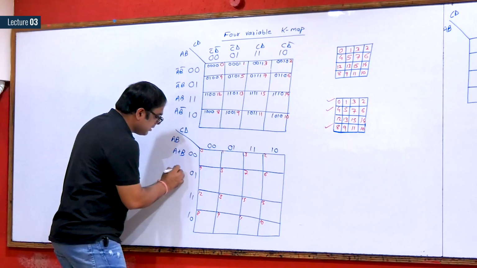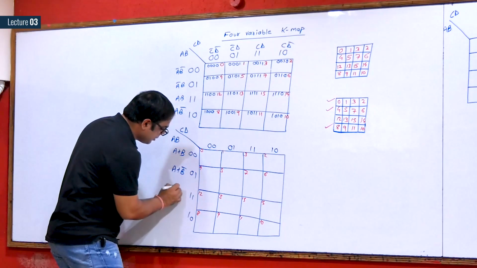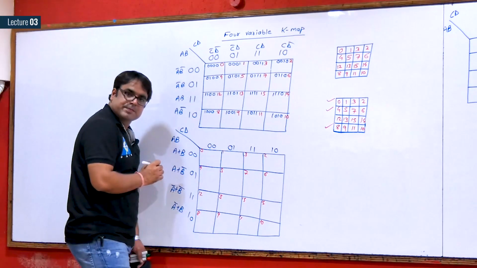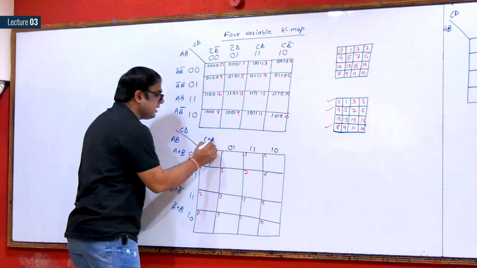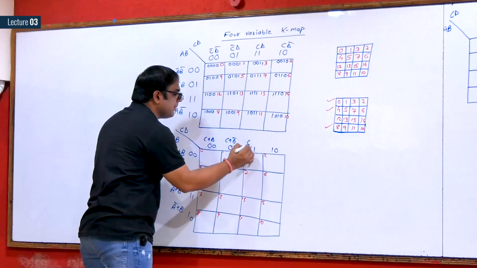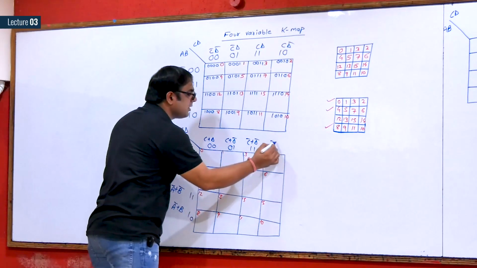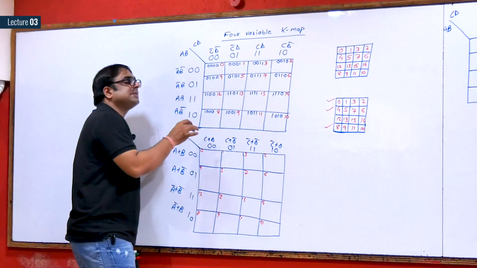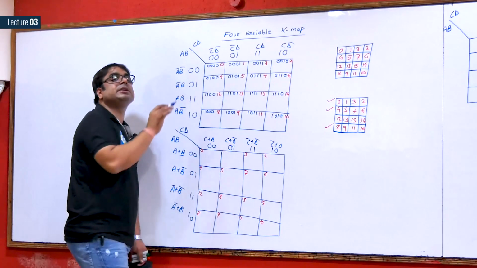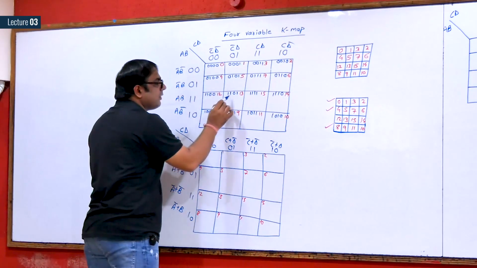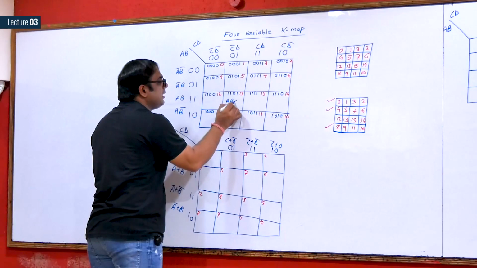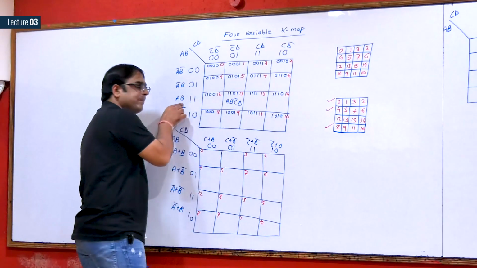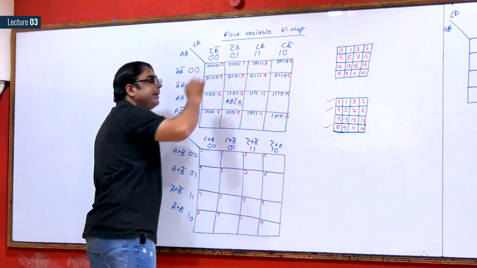So A plus B complement, A complement plus B complement, A complement plus B. C plus D complement, C complement plus D complement, C complement plus D. If you want to write the complete term in any cell, see 1101, it is A B C complement D. Obviously this is correct.